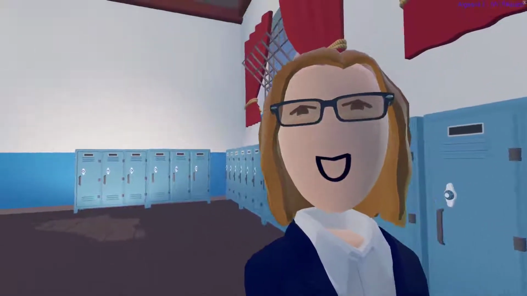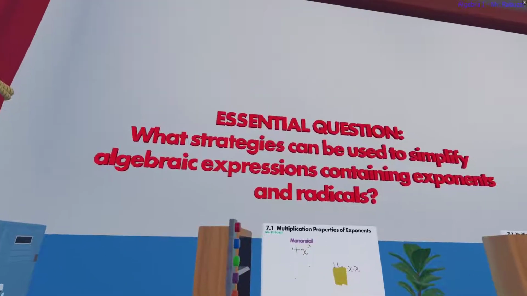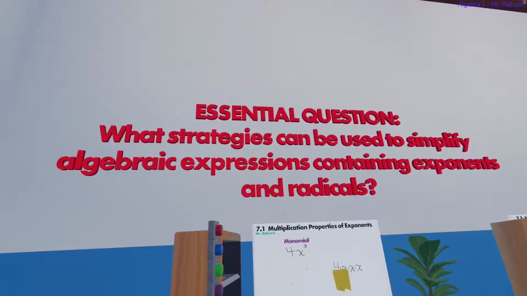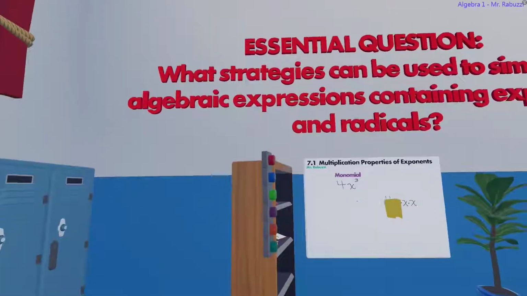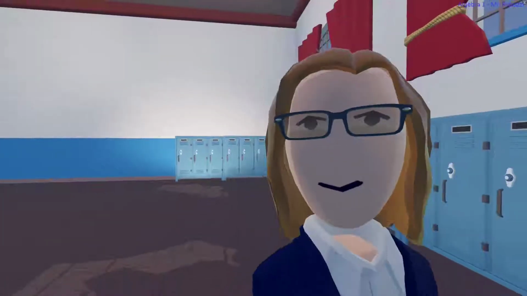All right, before we get started with the lesson, I'm just going to talk about our question and what we're going to learn about this week and next week. So we're starting Chapter 7, and Chapter 7 asks us what strategies can be used to simplify algebraic expressions containing exponents and radicals. So today we're going to start with the exponents part, and we're going to learn a little bit about exponents and how to deal with them, how to simplify them. So let's get started.